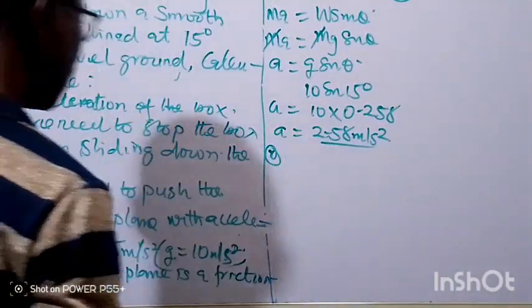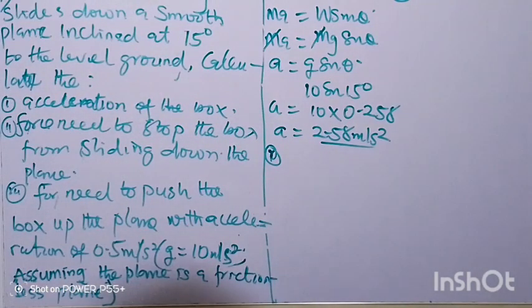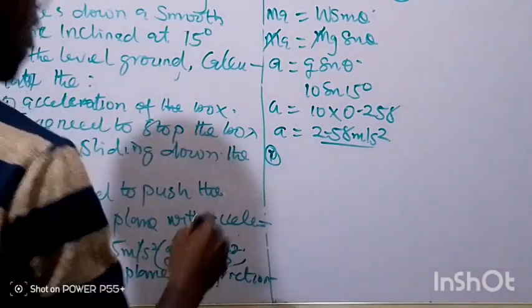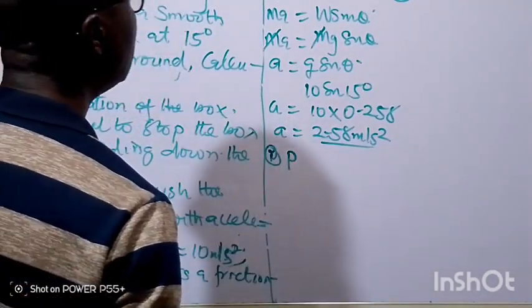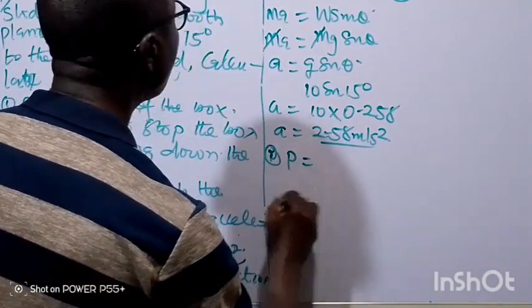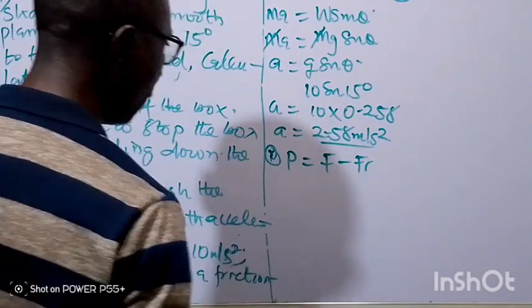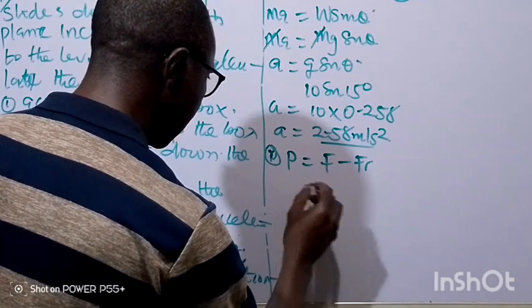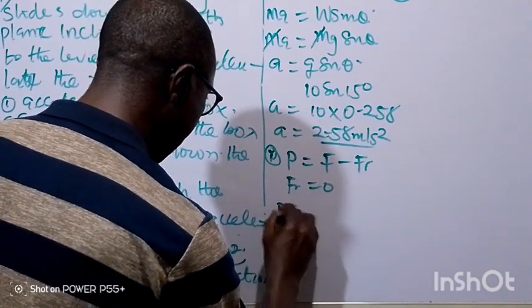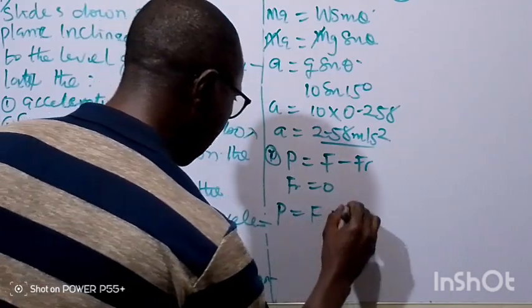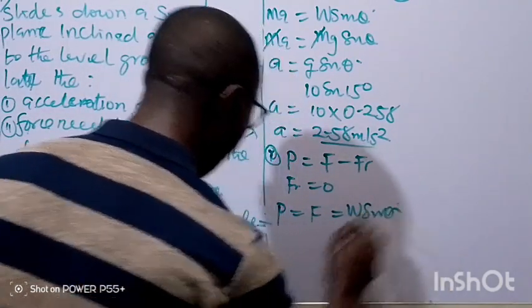Force needed to stop the bus from sliding down the plane. So that is supposed to be P equal to F minus Fr. But mind you, according to the question, Fr is equal to 0. So we have P is equal to F, which is equal to W sine theta.